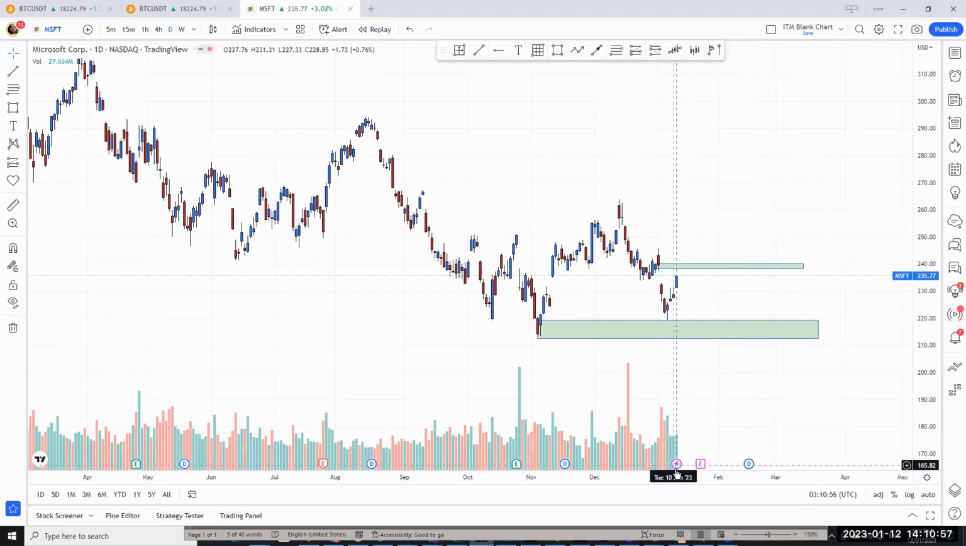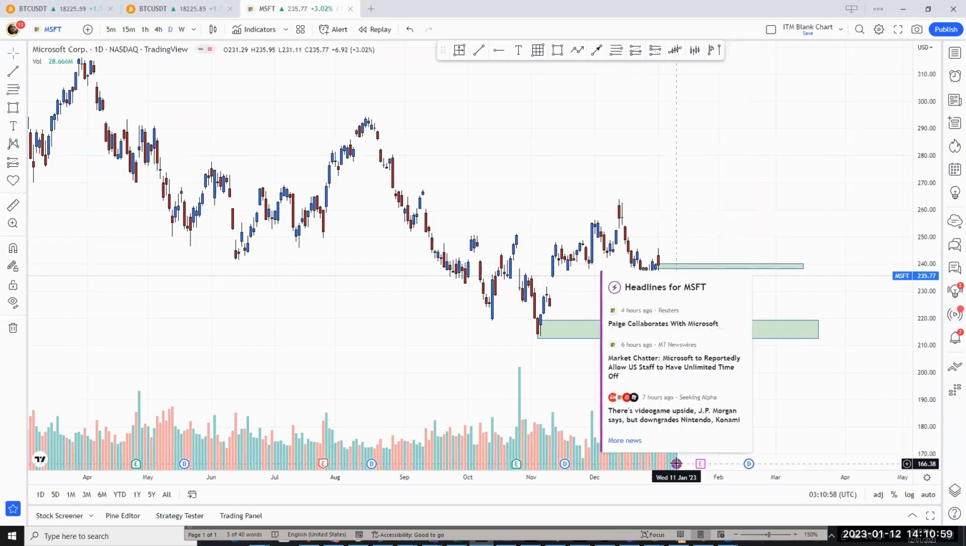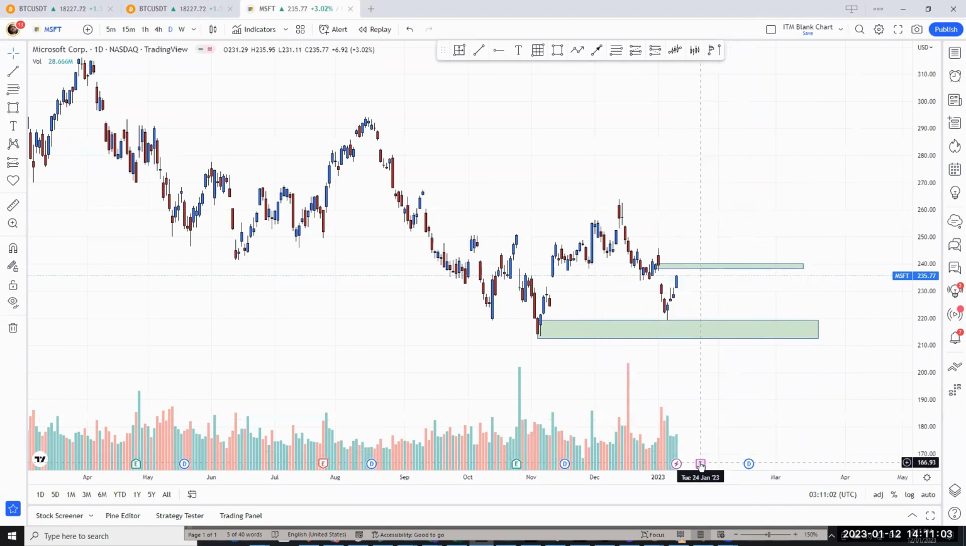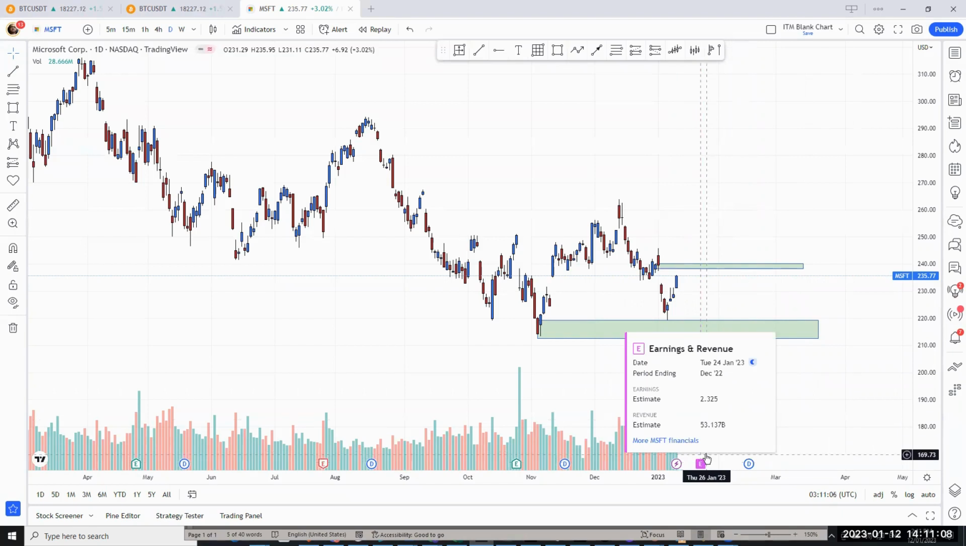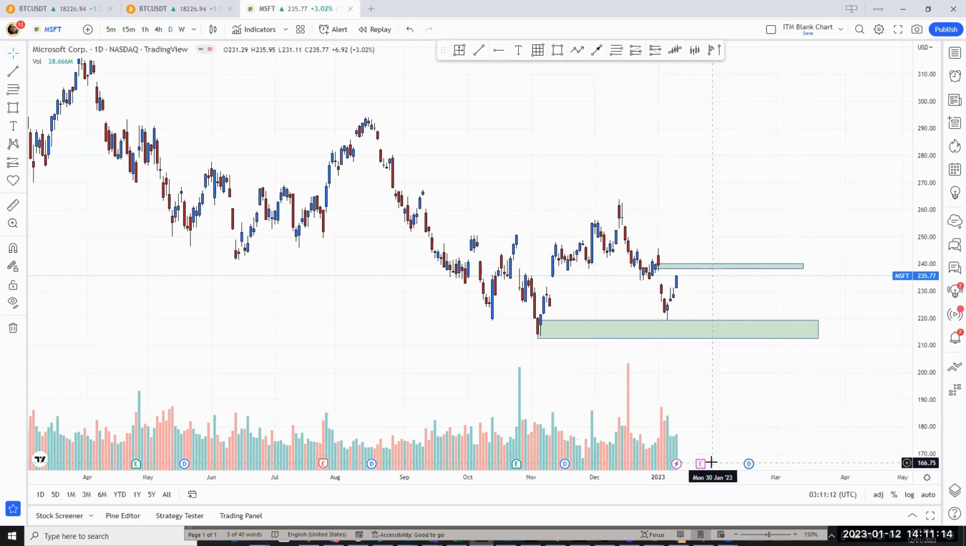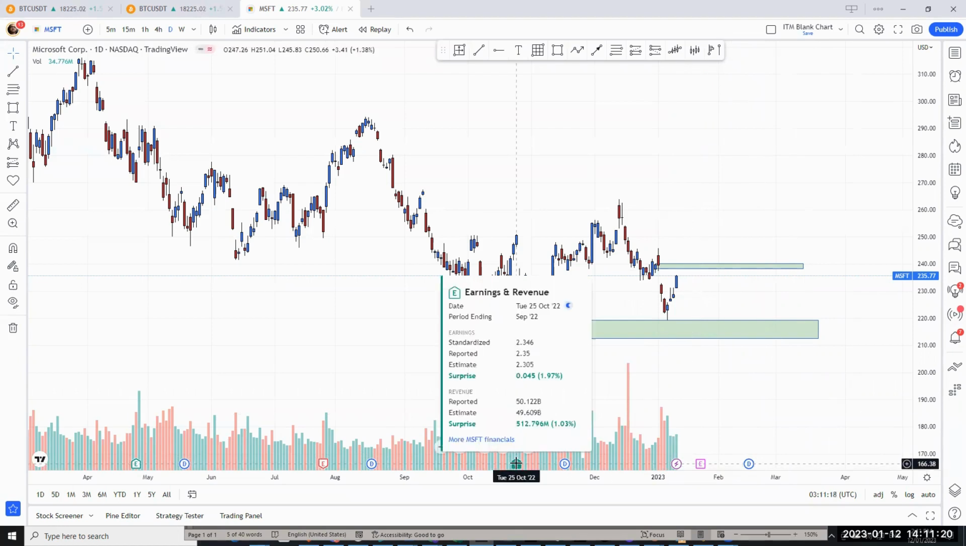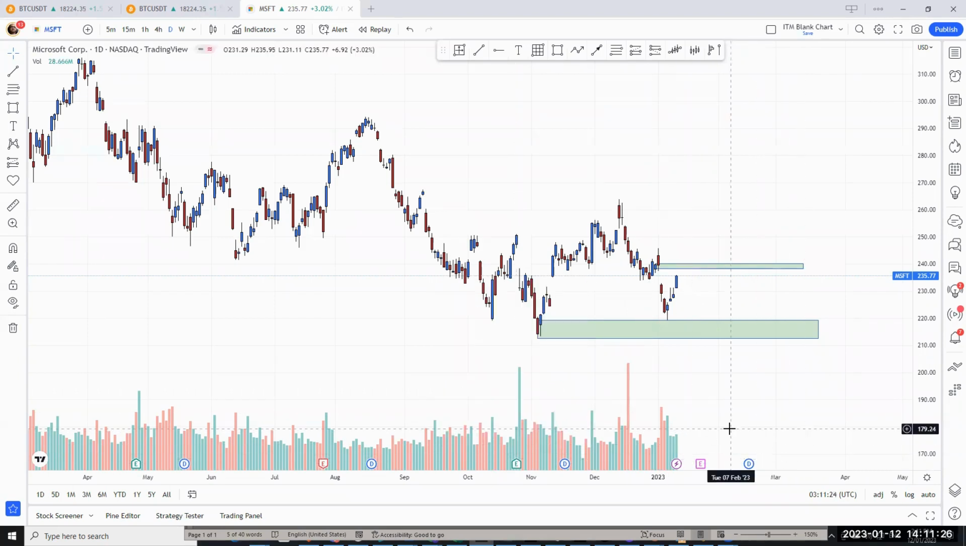There is some interesting news up here as well. Peggy collaborated with Microsoft. That's nothing different, and the earnings are coming on the 24th of September. The estimated earnings are $2.30 to $2.32, and let's see if they can give us good earnings. If they do, that's good. If they can't, then it's still good. So that was their expectation. The reported result was a little bit bad, so that's why the market fell. We'll see what's happening.